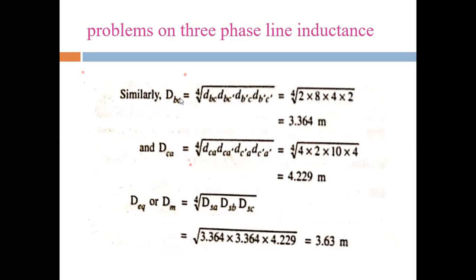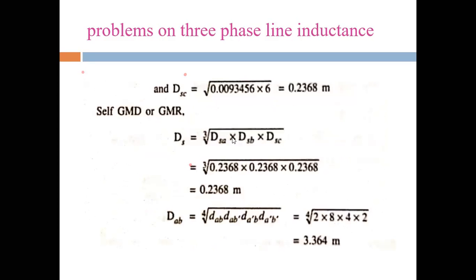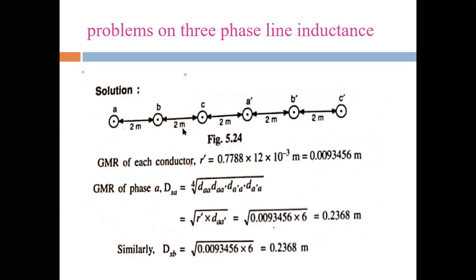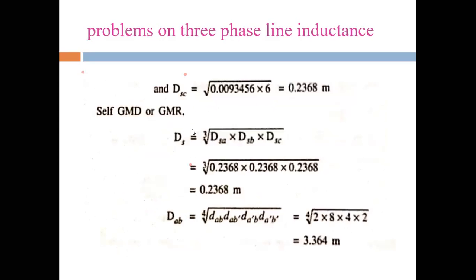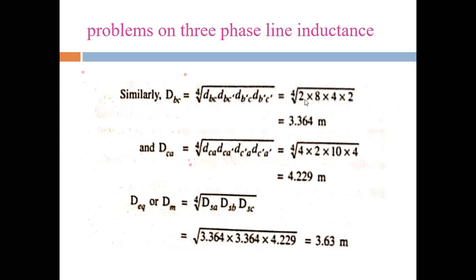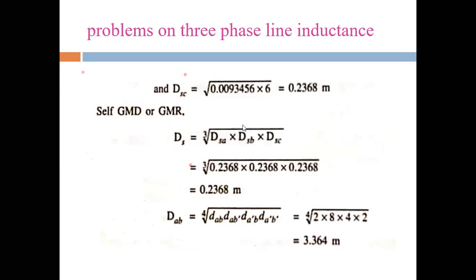Next, we calculate DBC. DBC is equal to the fourth root of DBC, DBC dash, DB dash C, DB dash C dash. Next, B to C. What is the distance between B to C? That is equal to 2 meters, into the distance between B to C dash.